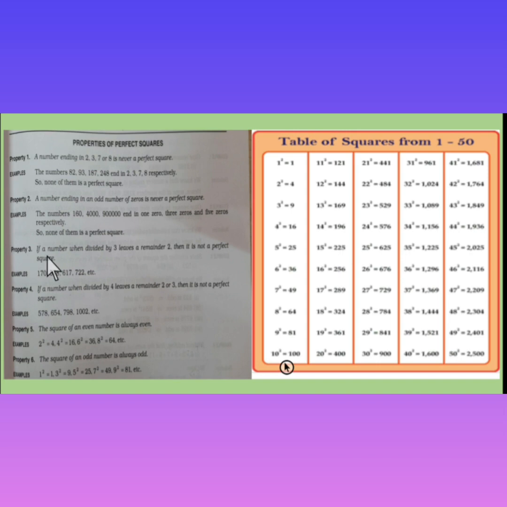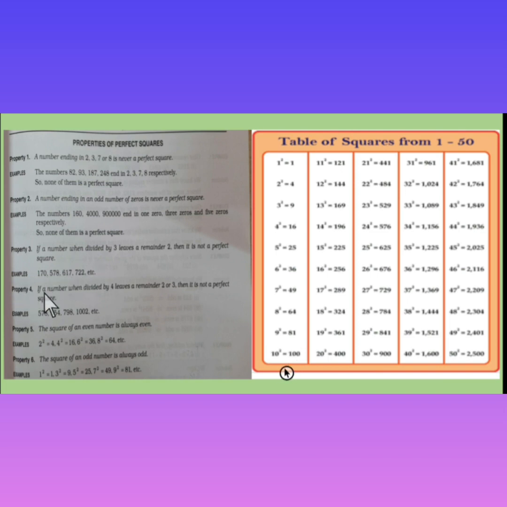Next is property third. If a number when divided by 3 leaves a remainder 2, then it is not a perfect square. If any number is divided by 3 and we get the remainder 2, then it is not a perfect square. You can see this example, 170. Here we are using the divisibility test of 3. The divisibility test of 3 is we sum the digits 1, 7 and 0. So we get 8. When 8 is divided by 3, we get a remainder 2. So it is not a perfect square.